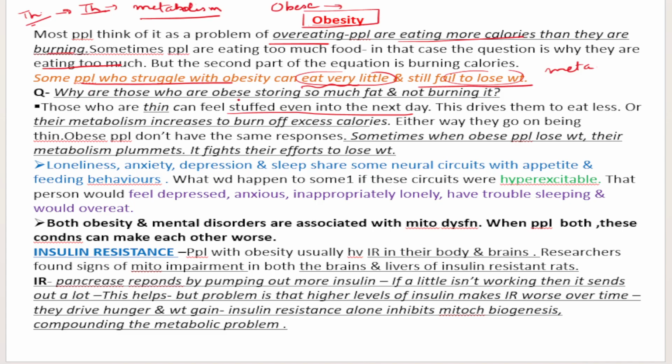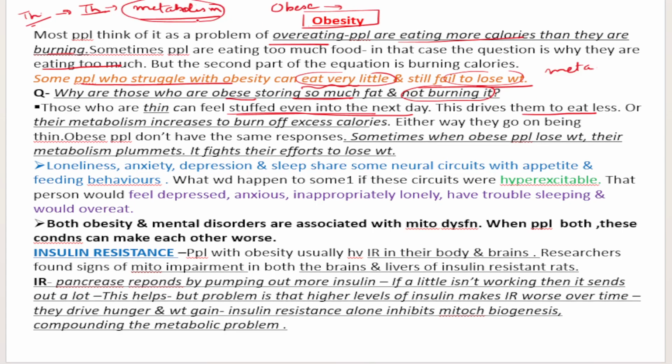So why are those who are obese storing so much fat and not burning the fat? Now those who are thin can feel stuffed even to the next day. This drives them to eat less. Their metabolism may be burning more calories and driving them to eat less, or it may be that their metabolism increases to burn excess calories. Now this is the explanation. The thin people, their metabolism increases to burn the calories. So they are able to burn the calories and it does not cause weight gain.